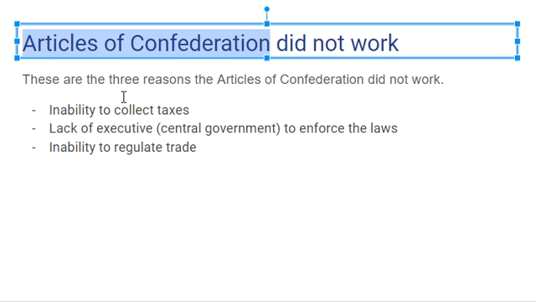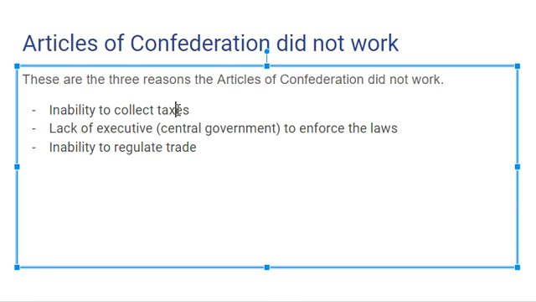There are three reasons why it did not work, and the first is the inability to collect taxes. Taxes, while people don't usually like them, are crucial for government to work. If there's no taxes, there's no police, there's no military, there's no schools, there's no roads. Essentially, a government cannot run unless it has money. In the Articles of Confederation, there was an inability to collect taxes, so it didn't work.